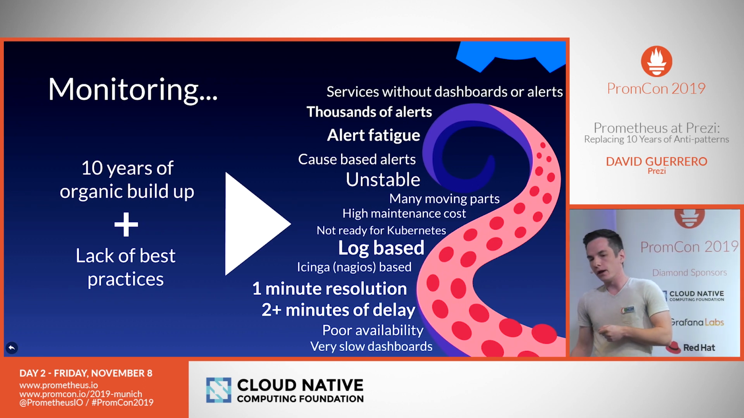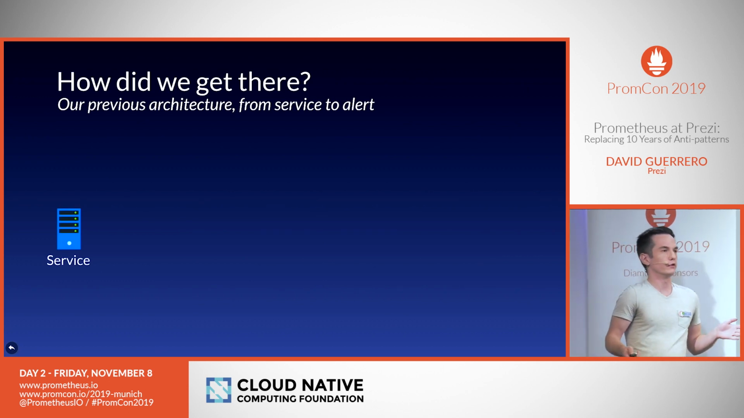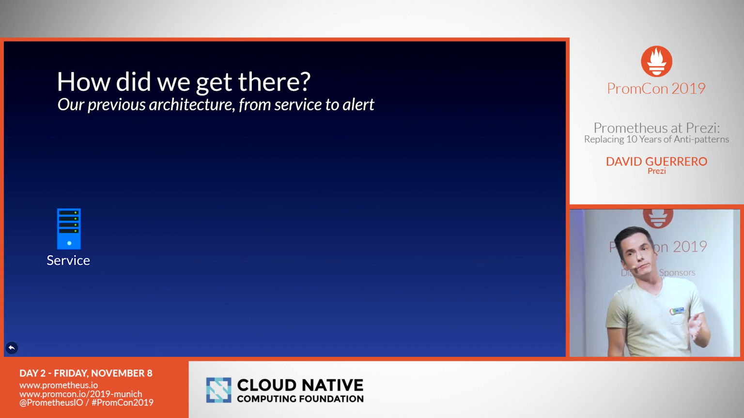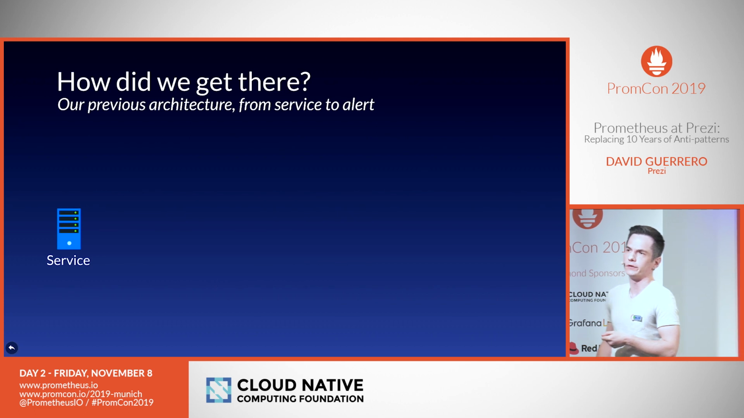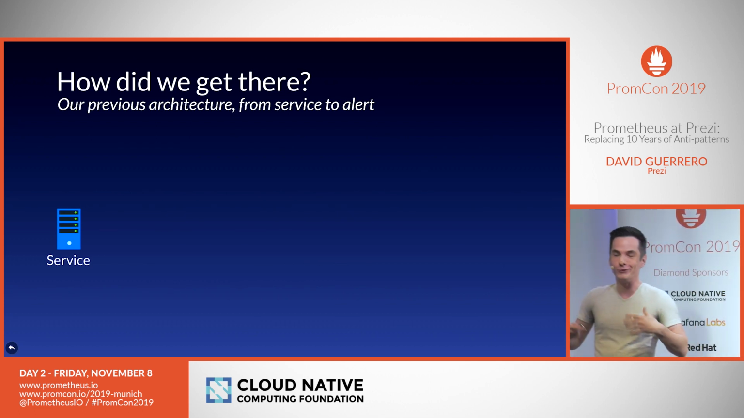I'm going to walk you through the architecture. Let's say you have a microservice, and if it misbehaves, you want to get a page. In our case, we use PagerDuty mostly, and also Slack. So let's go through how it used to look.